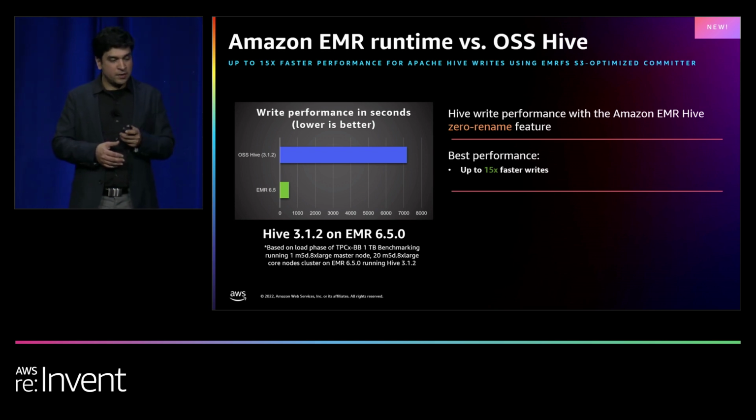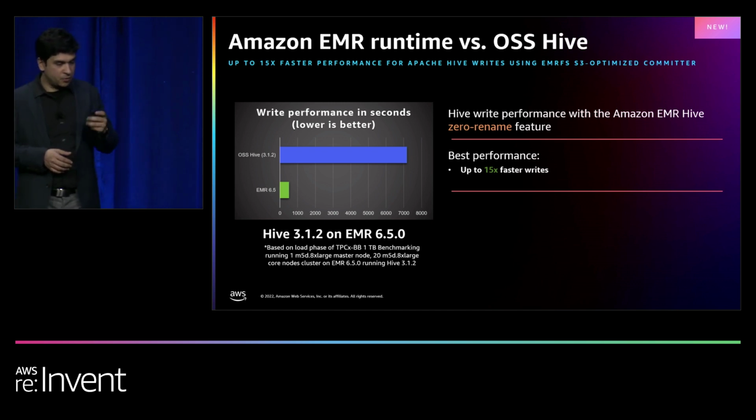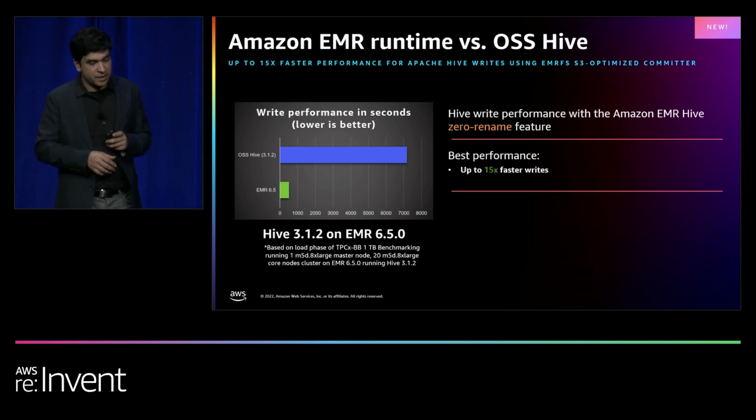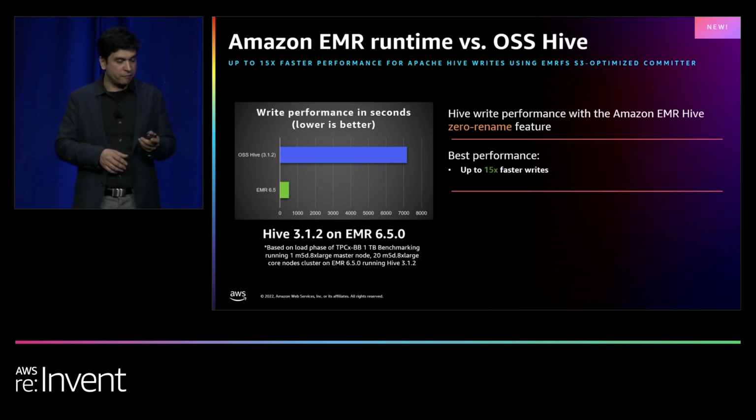And this benchmark was done on TPCx-BB 1 terabyte. We have a blog post on this, so if you want more details, you can look it up. And I mentioned EMR 6.7, but it's actually Hive 3.1.2 on EMR 6.5.